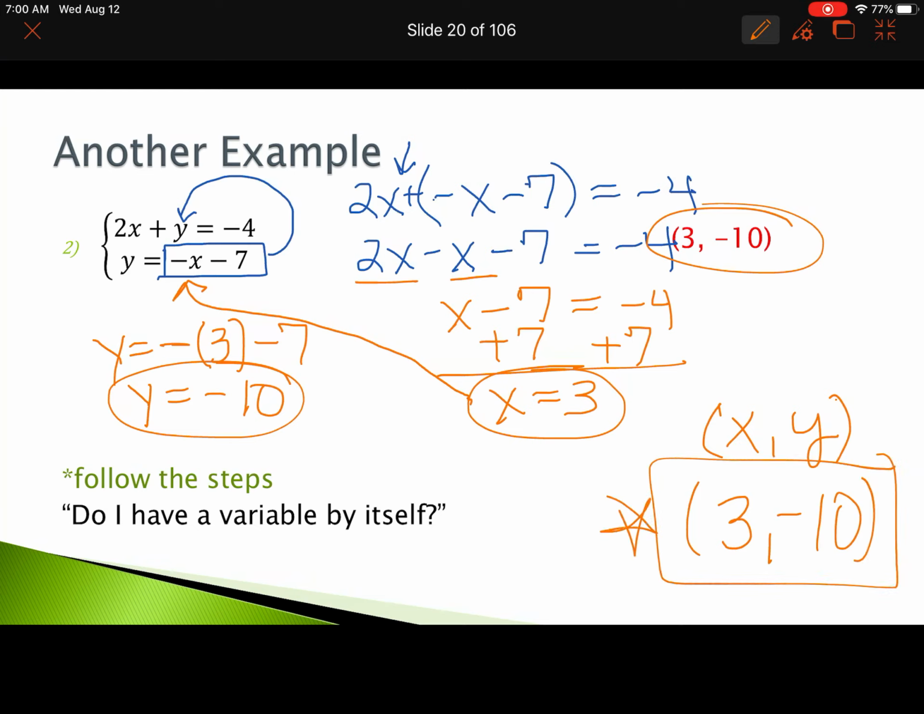On Math Excel, you might need to include the parentheses. They might already provide it. If it asks for an ordered pair, please make sure that you have those parentheses and you have the comma separating them.